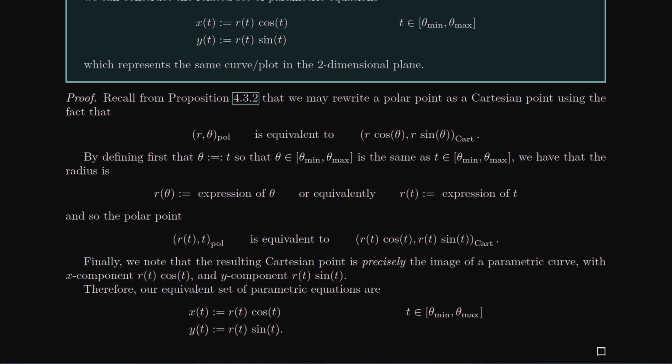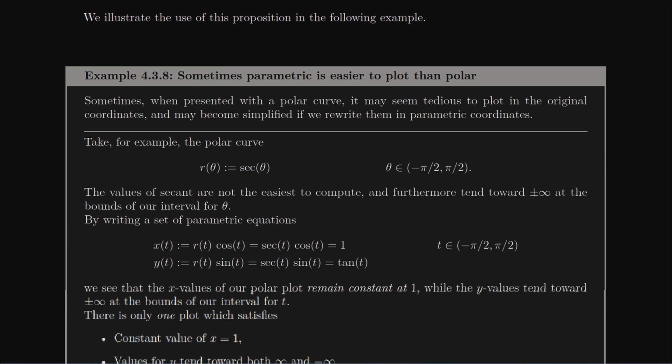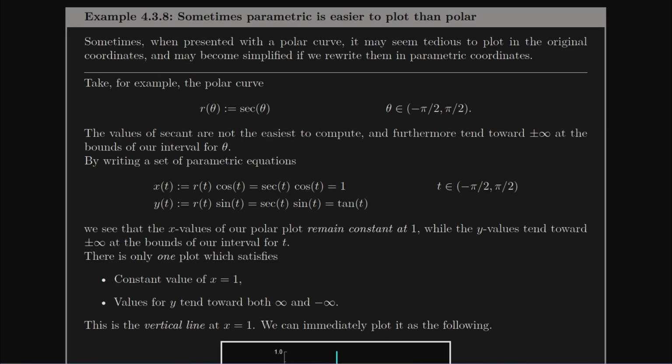There's going to be some reasons to do this. Let me provide the reason for you. In the following example, something like r of theta is secant of theta. Maybe we're going to let theta go from minus pi over 2 to pi over 2. It's not quite clear how I might plot this.